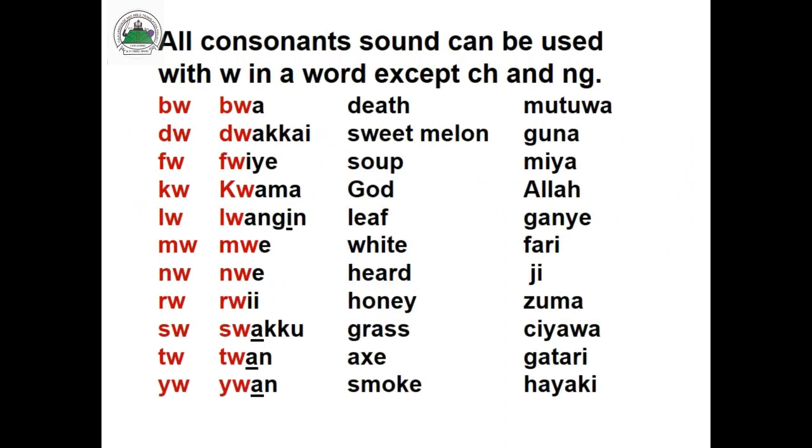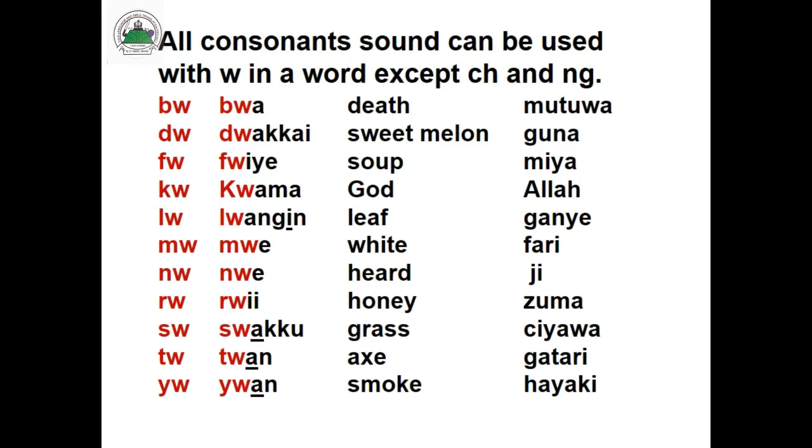All consonant sounds can be used with our consonant w in a word, except these two consonants, ch and ng. They cannot go with w to form a word. So now let's take these examples to see how these other consonants can come with our consonant w to form a word. So the first one, we are having our consonant b coming together with w to form a word, as in the word bwa, bwa, which means death in English, mutua in Hausa.